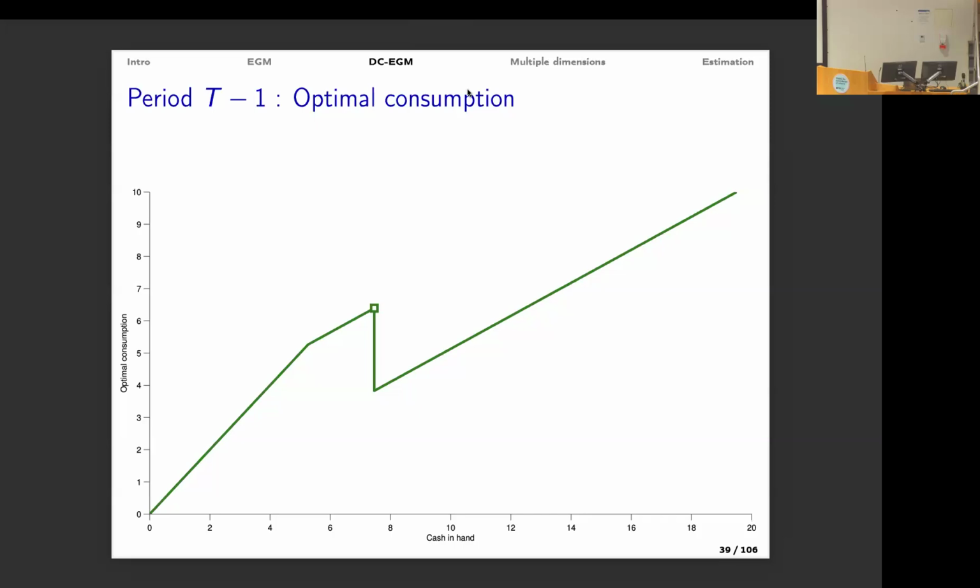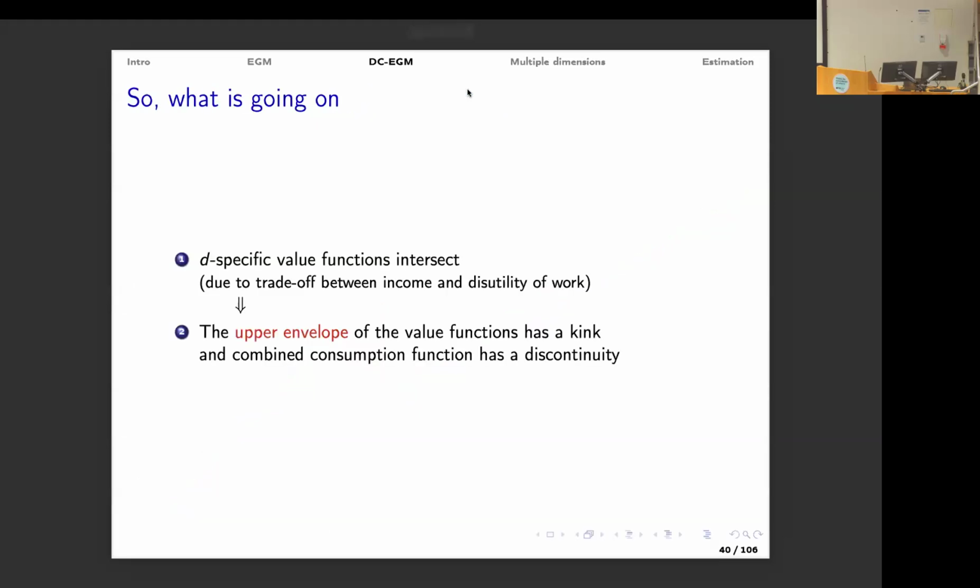Okay, so this is the capital T minus 1 optimal consumption function. Fine. So what happened? We had these specific value functions intersect. We calculated the upper envelope. There was a kink. And you can see also that this kink was pointing downwards. That's what the Clausen and Straub paper is talking about. The upper envelope has a kink, and the combined consumption function has a discontinuity. Did we expect that? I don't know. Are we surprised? Are you convinced that there's a discontinuity? Any questions about that?